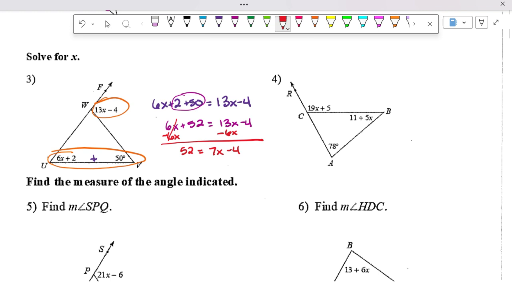So what's my next step? Add 4. So 56 is equal to 7x. What's my last step? Divide by 7. So what's x equal to? 8.